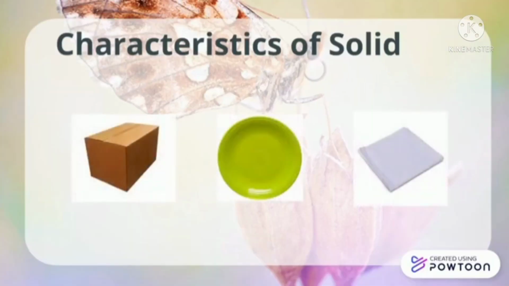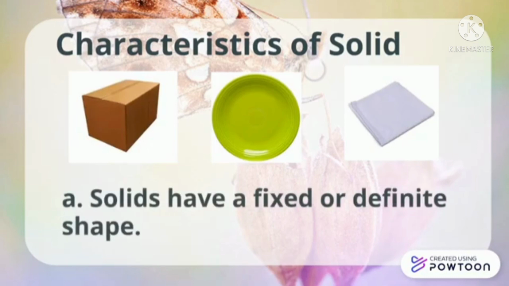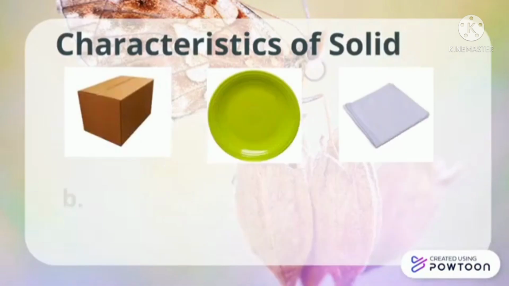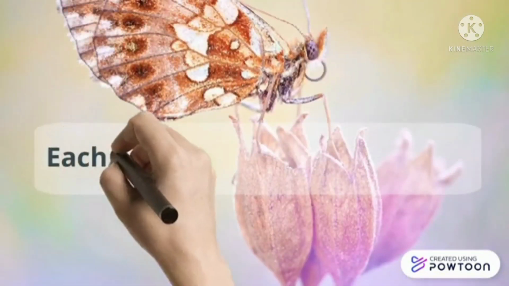Characteristics of solids. The box, plate, and napkin have their own shape. Rectangular shape for the box, square for the napkin, and rounded for the plate. If you put these objects in another place, will their shape change? Solids remain in the container or place you put them. They maintain their shape. Solids have a fixed, definite shape. Also, solids have a fixed or definite volume. So, solids do not change their size when transferred into a smaller or bigger space.